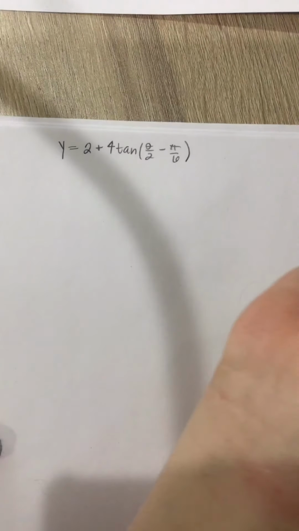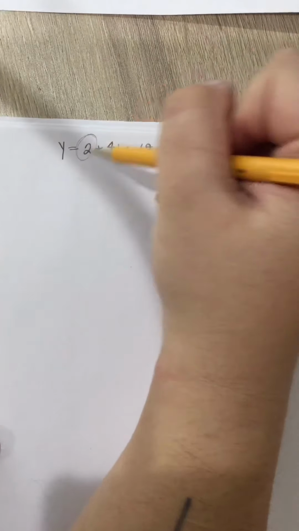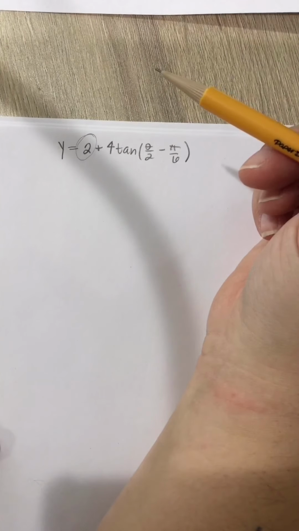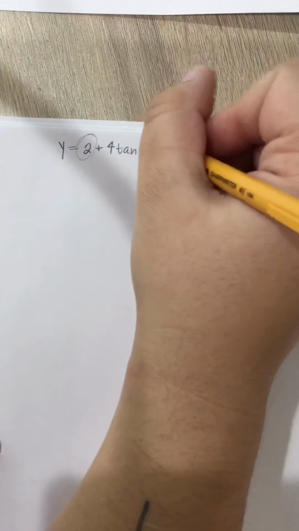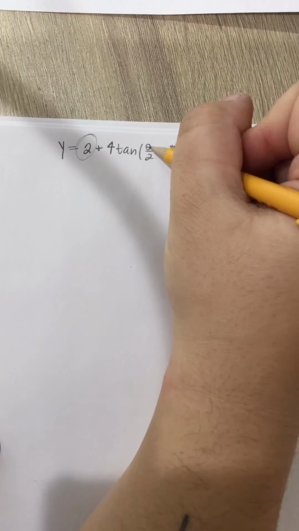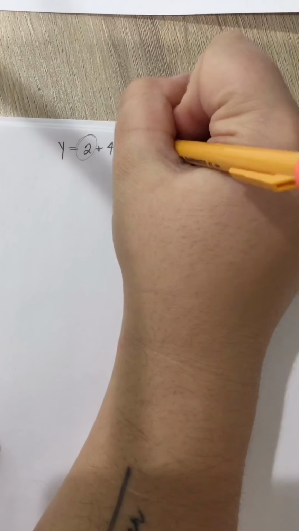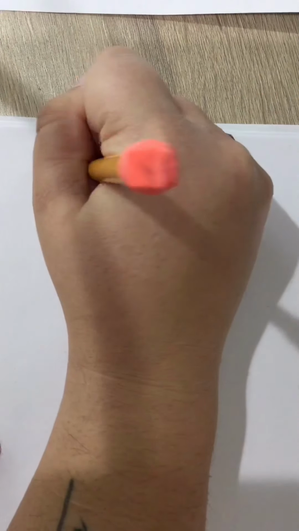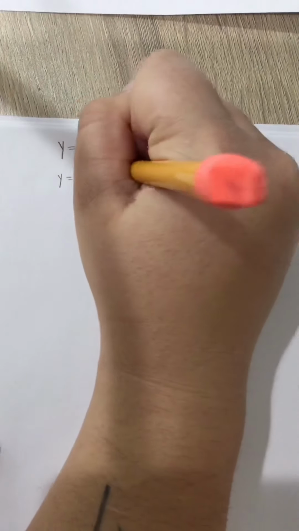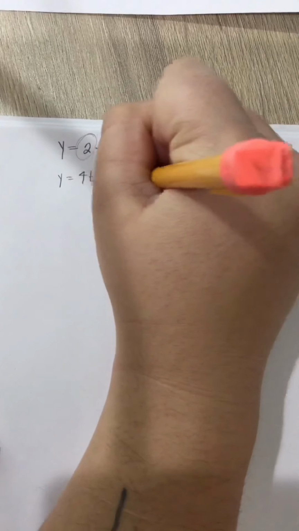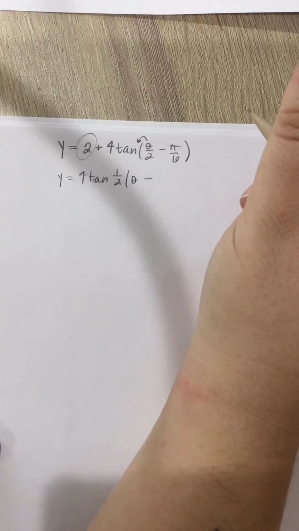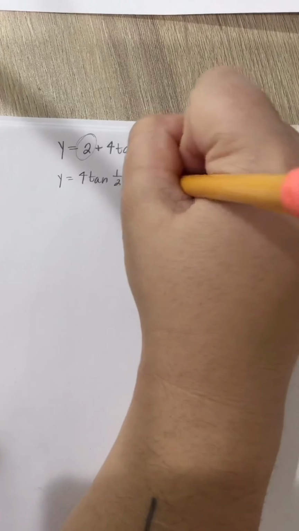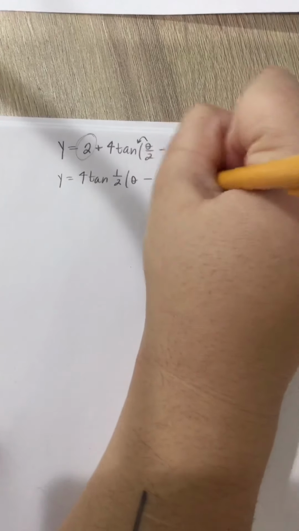Okay, let's rewrite this. This is your vertical shift. Just because it's in the front, you're still adding 2. And then remember, we need our theta to have a coefficient of 1, so I'm going to bring out a half. So we have y equals 4 tangent of 1/2 theta minus... Now, what is 1/6 divided by 1/2? You're going to get pi over 3. Okay, and then our plus 2.